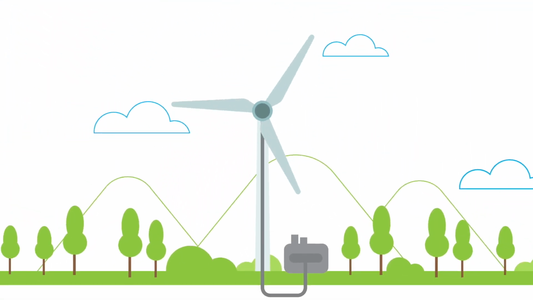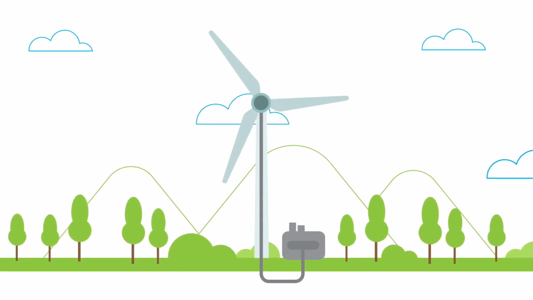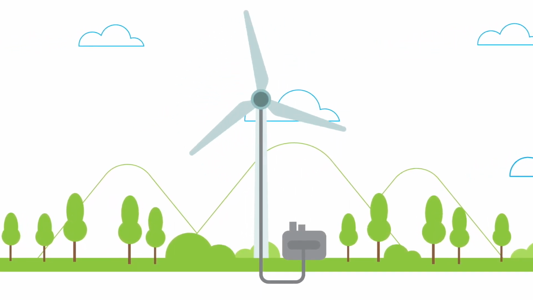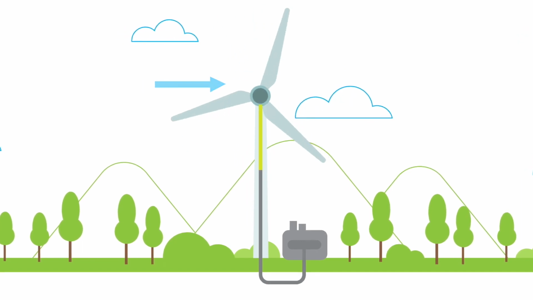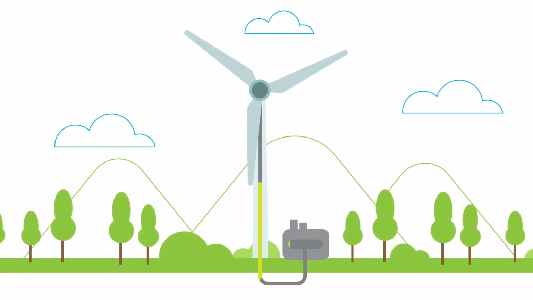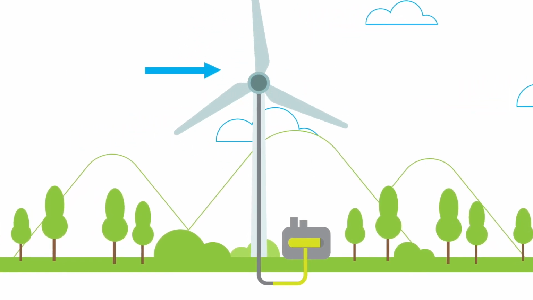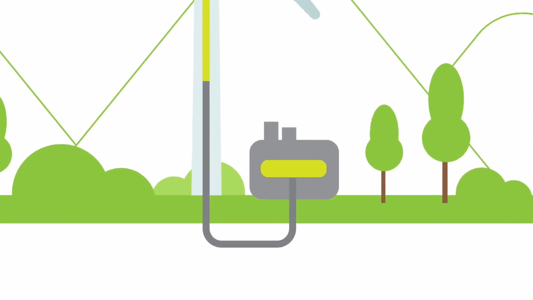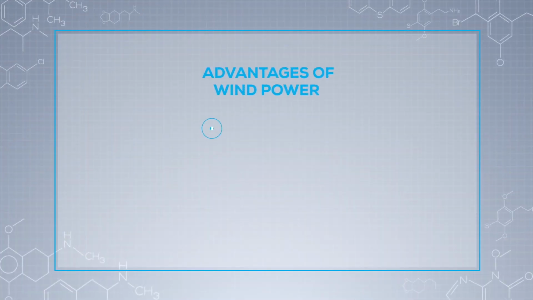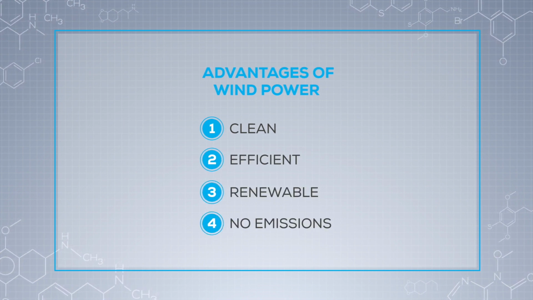The use of wind to generate electricity began to grow significantly at the beginning of the 21st century and is now among the main sources of renewable energy. Like hydropower, wind power is an indirect form of solar energy because the sun warms air masses that cause wind. The wind moves a turbine that generates electricity, which is transmitted to the power grid. The advantages of wind power are that it's clean, efficient, renewable, and emits nothing into the atmosphere.